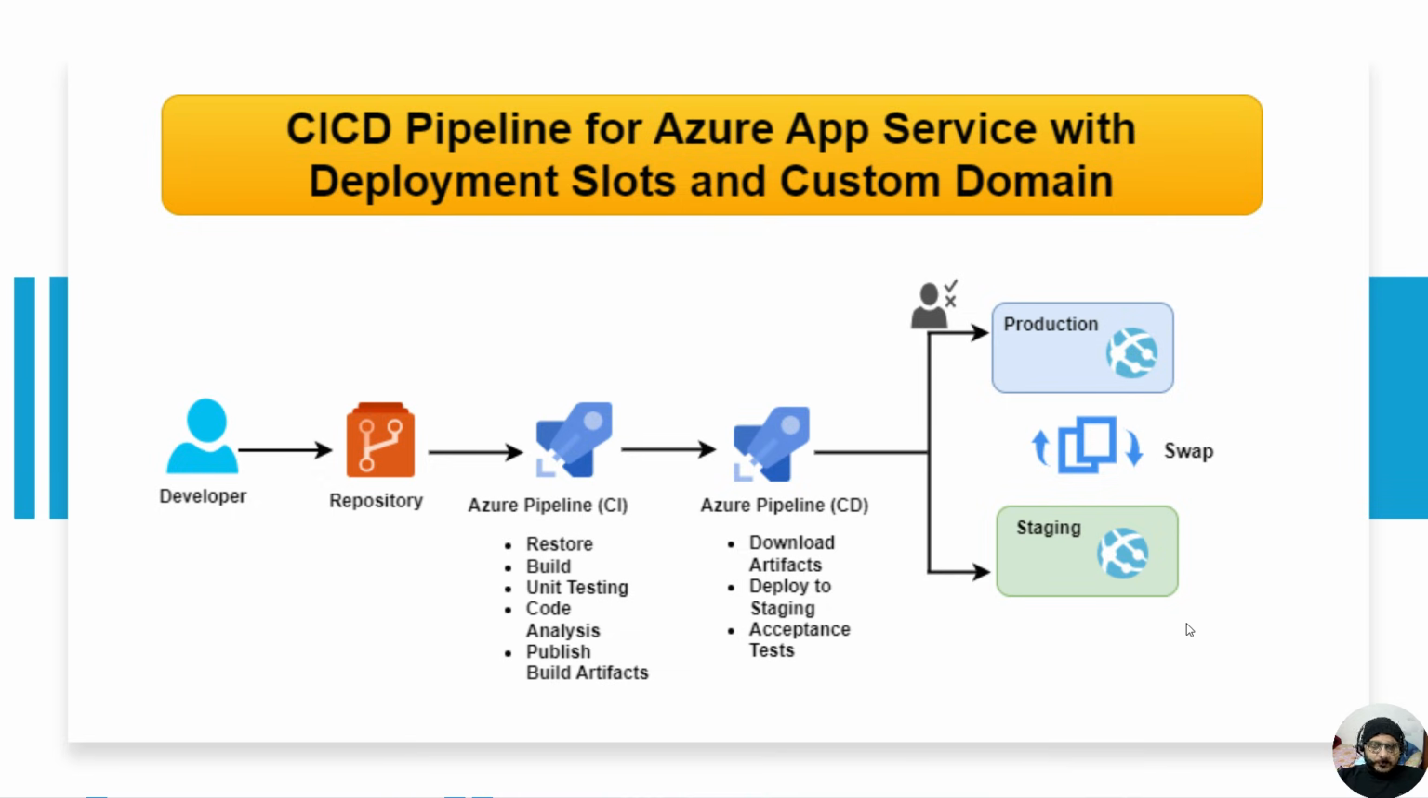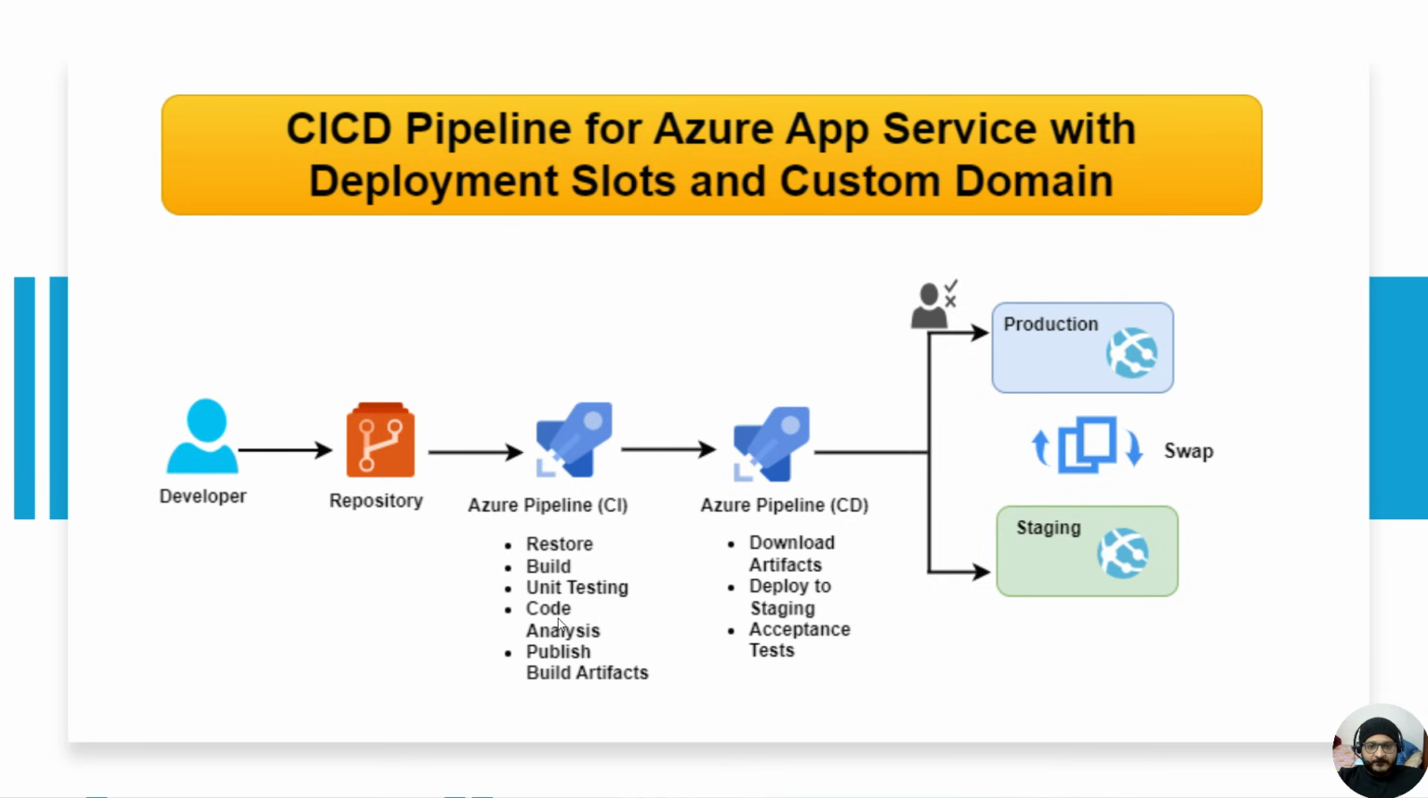So let me give you a quick overview of what we are going to achieve as part of this video. This is our repository where we have our source code. This is a sample ASP.NET Core application. And then we have configured a build pipeline where we are going to compile the code and publish the build artifact.